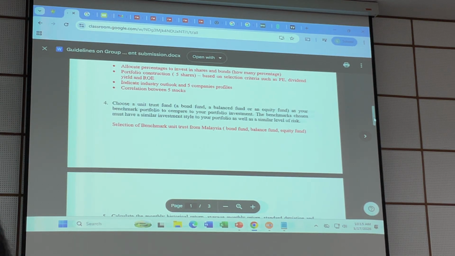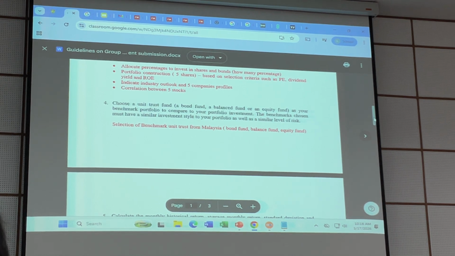And you give me one unit trust. This unit trust must be in Malaysia. Don't need to give me some fund listed overseas. So you should attach the fund fact sheet. You get this particular fund from Fund Supermarket to find out some fund.